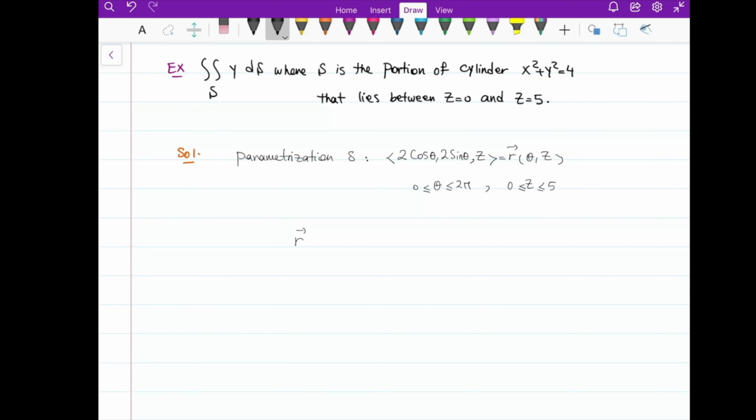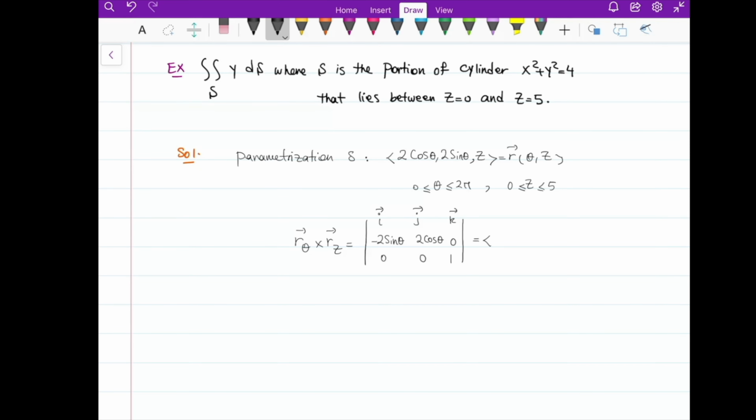Let's find dS. So r_theta cross product with r_z. What is that? i, j, and k. I need to find the determinant of this matrix. In the second row, I'm going to put r with respect to theta. Let's find the partial derivative of r with respect to theta. It would be negative 2 sine theta, 2 cosine theta, and 0. Now the partial derivative of r with respect to z: no z in the first two coordinates, and just one z in the third.